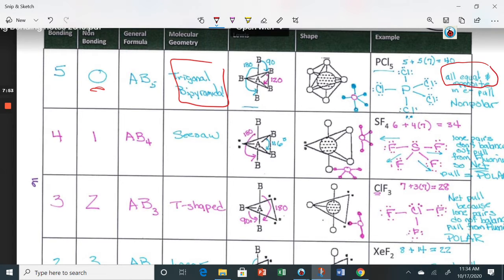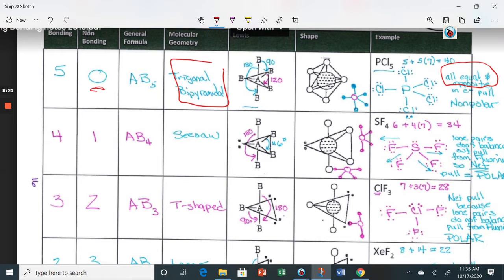Now again, if you were to substitute one of those atoms, so instead of having 5 chlorines on the PCl5, and you have to draw that Lewis dot so that you know you have no lone pairs on that phosphorus. But if you were to take one and say it's PCl4F, now you have unequal pole. So as soon as you substitute one here, just like in the tetrahedral, it becomes polar.